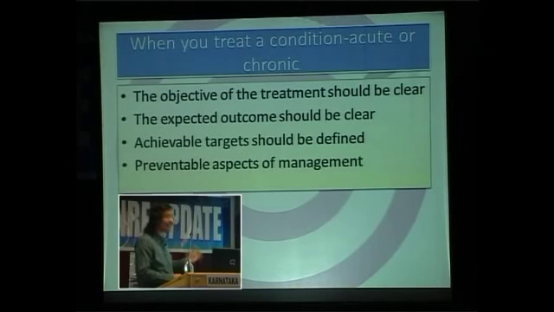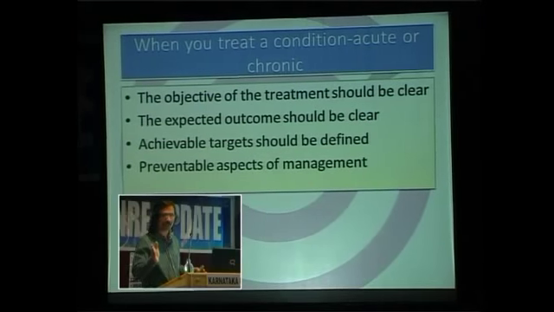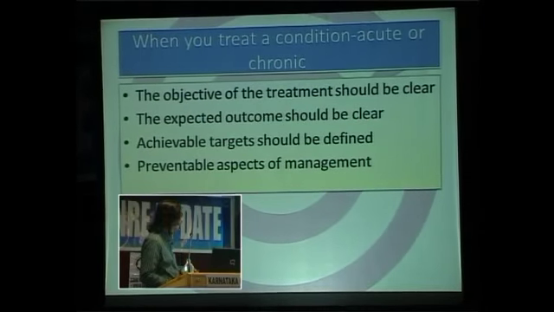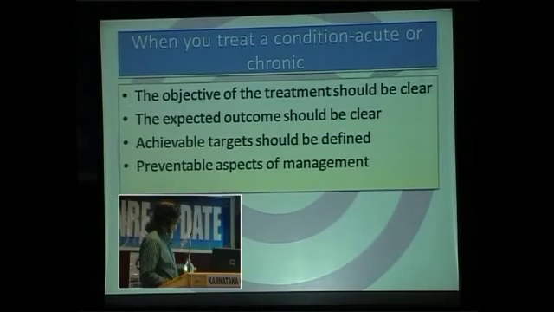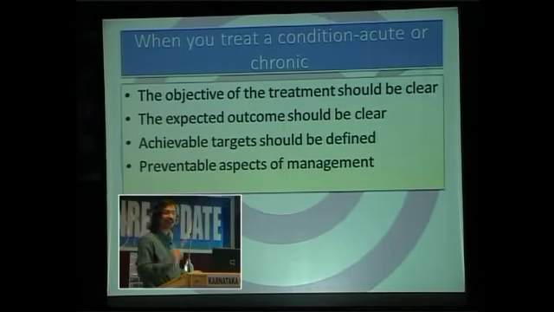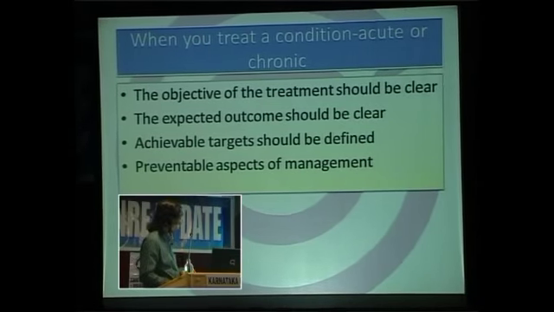So when you treat a condition, acute or chronic, usually we have an objective to treat. When it comes to acute, you want to resolve the problem. When it comes to chronic, we need to manage the disease. That's where we are. And we need to define ourselves what is the expected outcome. What are you going to do with reference to the disease that you are managing?